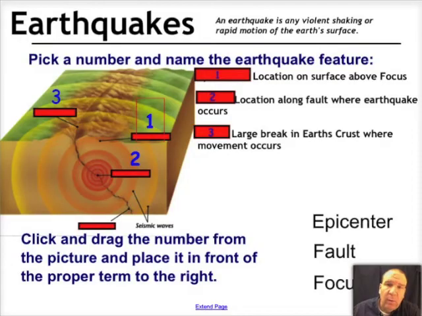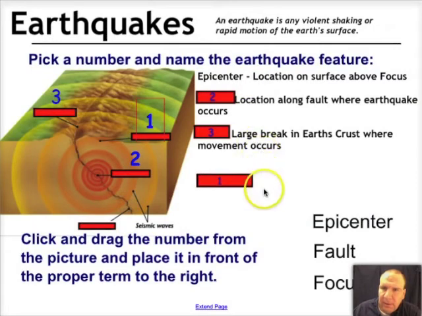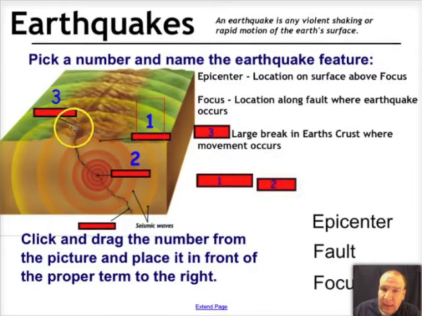So when we look at a picture like this, are you able to figure out what's the epicenter, what's the fault, and what's the focus? So number one is the location on the surface above the focus. What do you think that one would be? If you said the epicenter, you are correct. That's right here, directly above where the earthquake happens. Where the earthquake actually happens, or where it occurs, that is your focus, and these cracks in the Earth's crust are called faults.